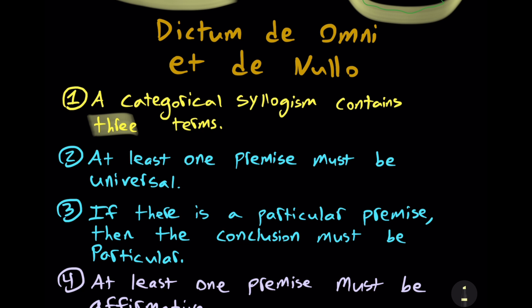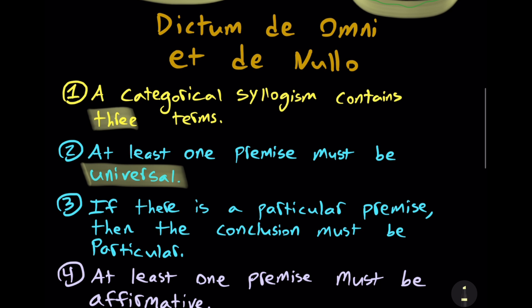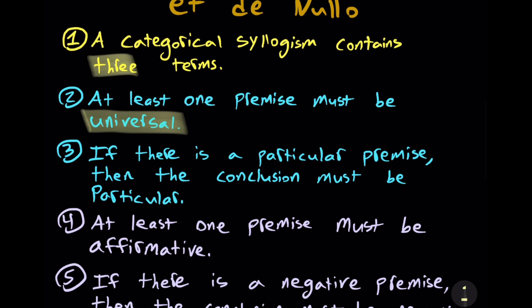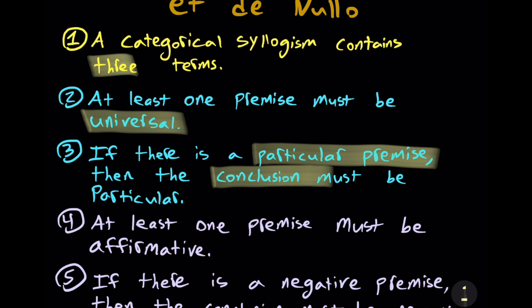At least one premise must be universal. You can't have both premises as particular. You're not going to get a valid conclusion out of that. You're not going to get something new out of that that's valid. The third law or rule is that if there is a particular premise, then the conclusion must be particular.